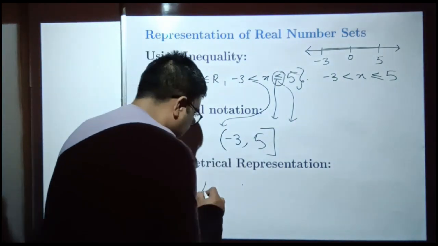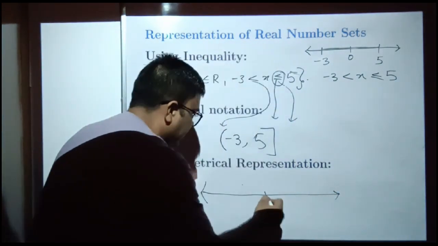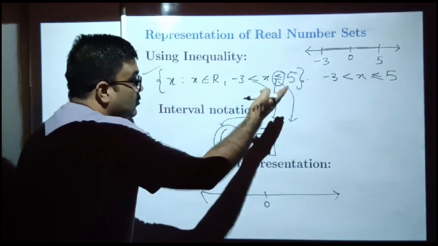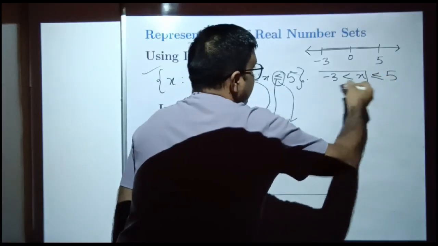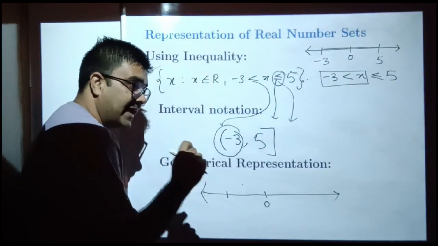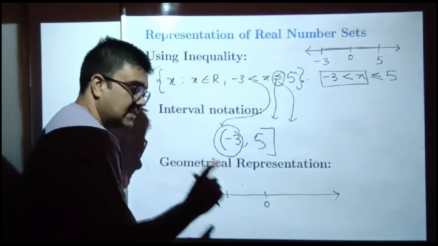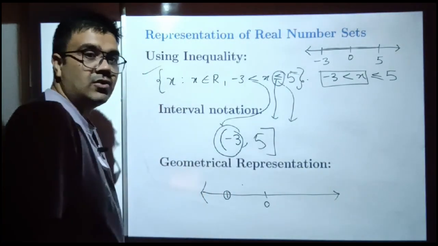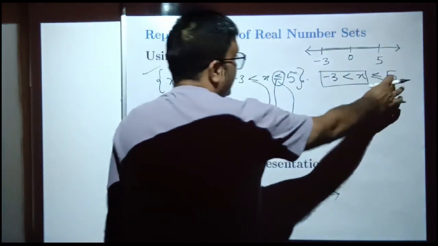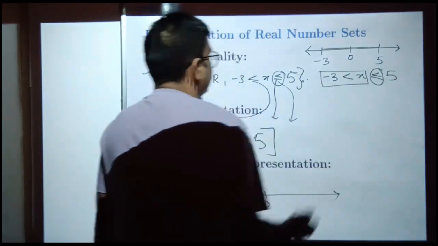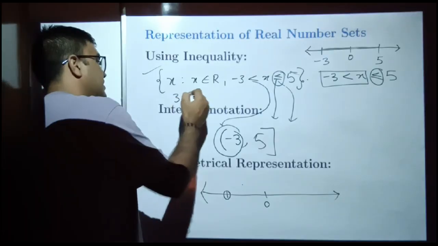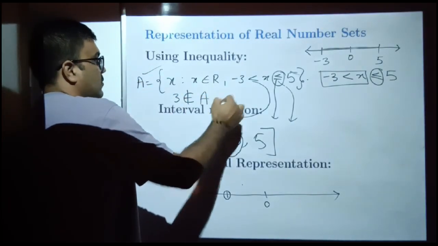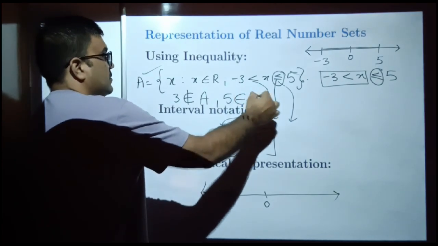Geometrically, what does this mean? How can we represent this geometrically? Look over it. We are saying -3 is less than X. It means -3 is not included in this set. The number -3 is not included, so we use a dot like this. Number 5 is included. If I write this set as A, -3 does not belong to A, but 5 belongs to A.